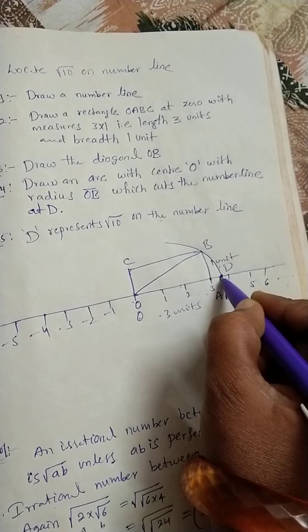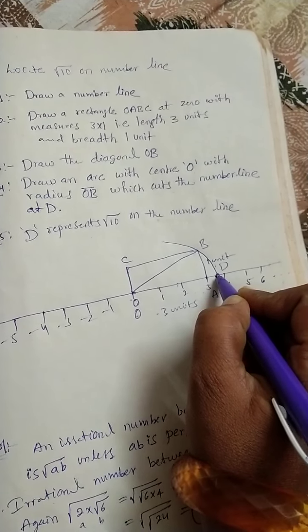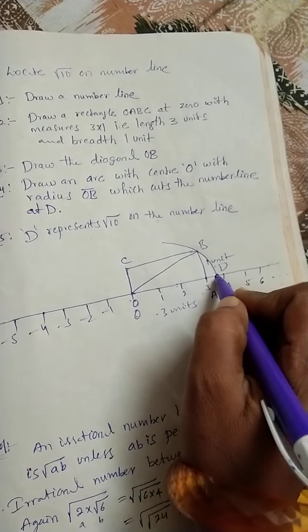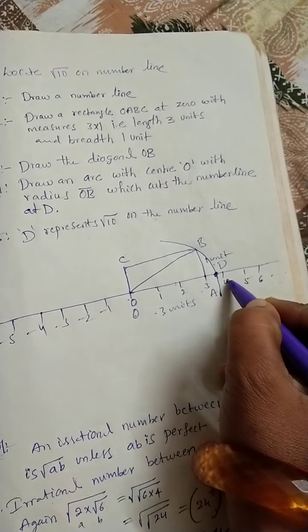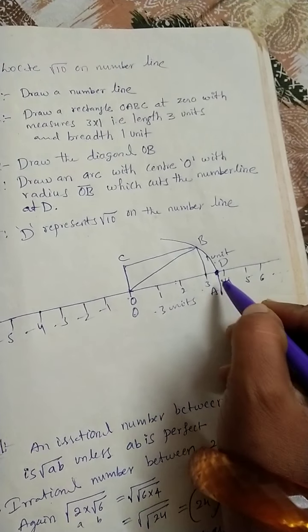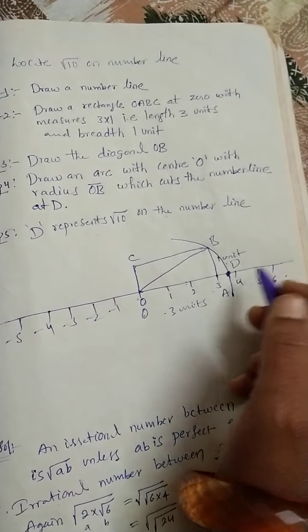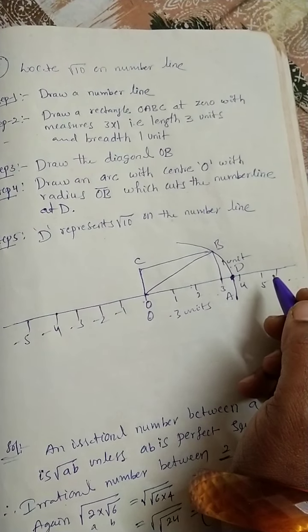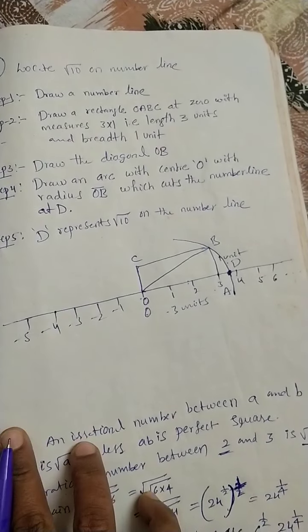Now this value represents root 10. It lies in between 3 and 4, no? That is the root 10 value. This is the process of how we should locate root 10 on the number line.